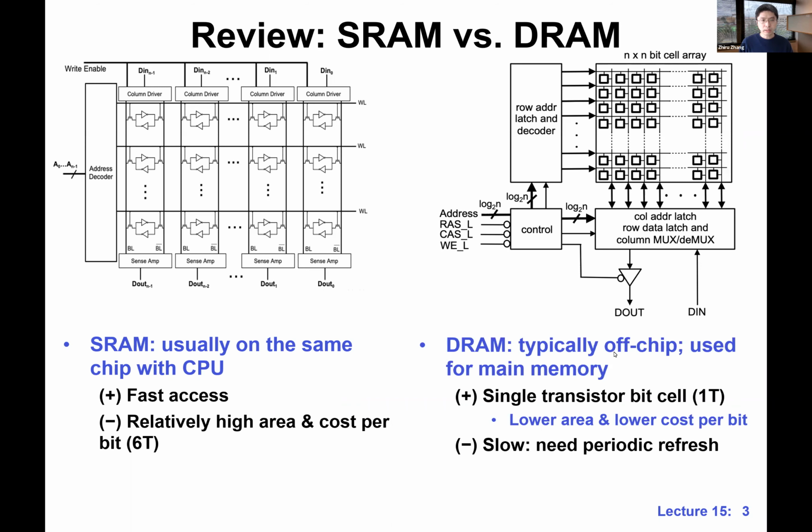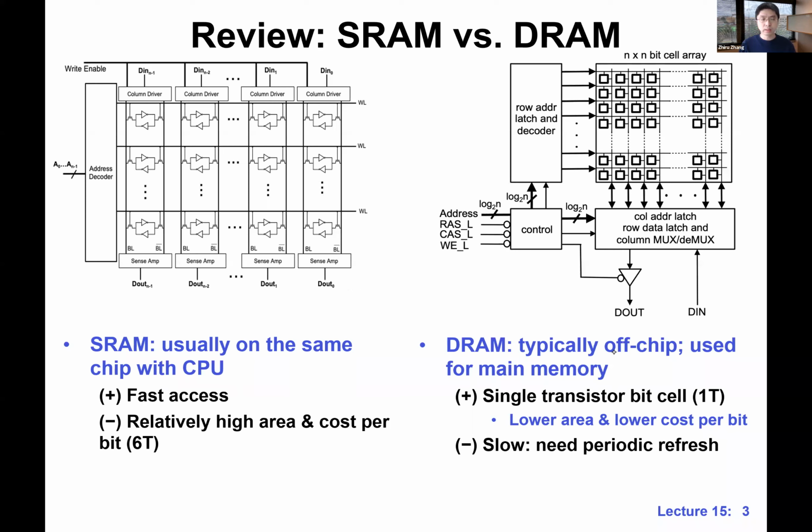Okay, so with DRAM, this is typically off chip. And we only have 1 transistor. It's a 1T bit cell, which means this is a lot more compact, a lot denser, and also the cost is lower per bit. Although this is actually slower with DRAM. One thing is this refresh.